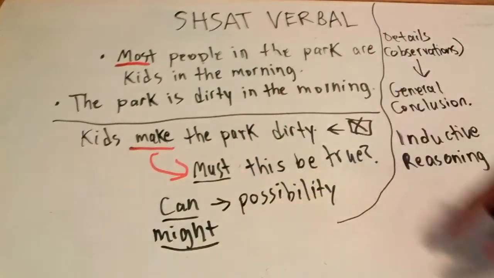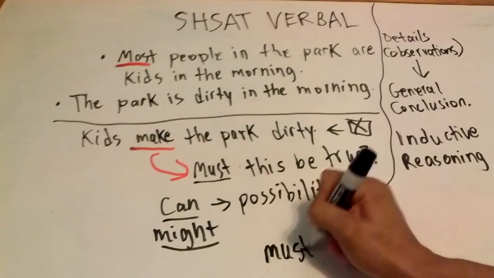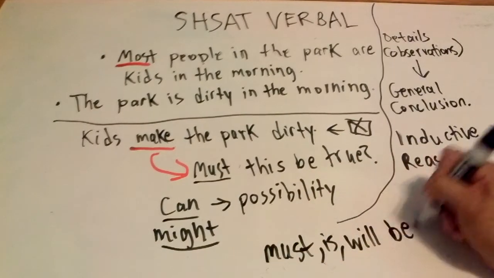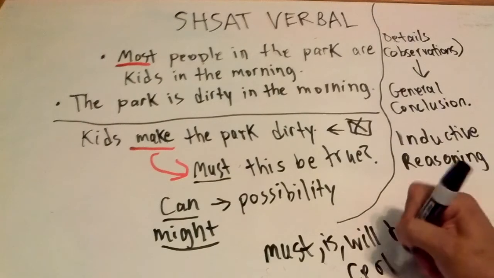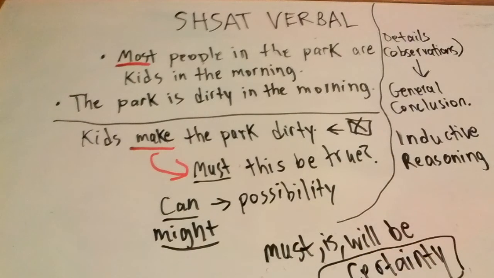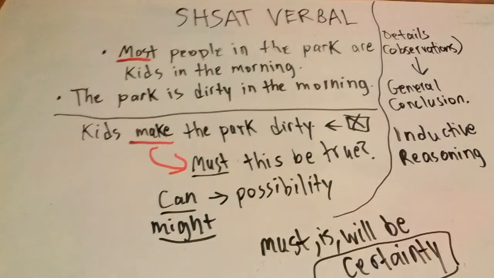Because must speaks of what? Must speaks of certainty. Must, is, and will be speak of certainty. Got that? Alright, so that's inductive reasoning. Now, whenever you hear people stereotype or generalize, they're usually using inductive reasoning, and they're usually using it very poorly, right? They're usually going from most.